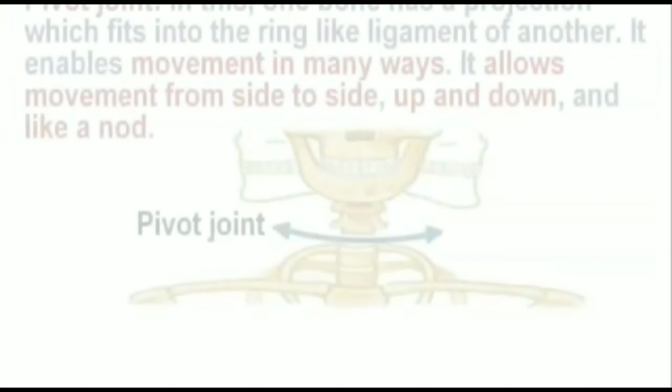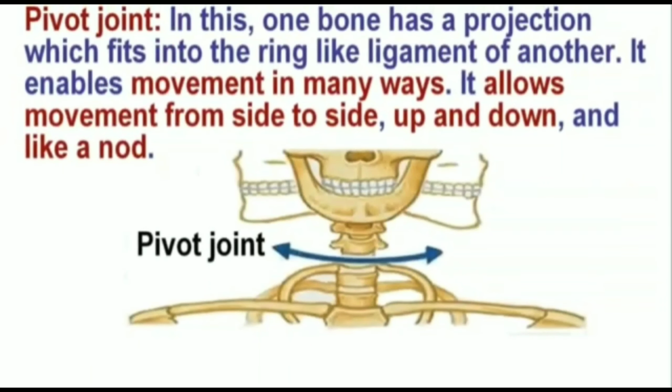This forms circular movement in many directions. That is why it is said that the ball and socket joint provides maximum movement. The third one is the pivot joint. In this joint, one bone has a projection which fits in the ring-like ligament of another bone.